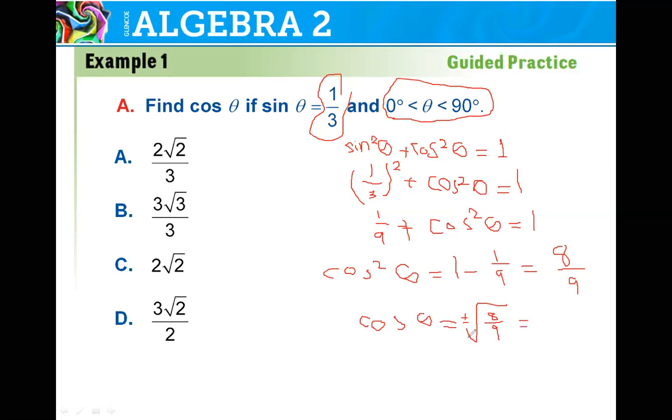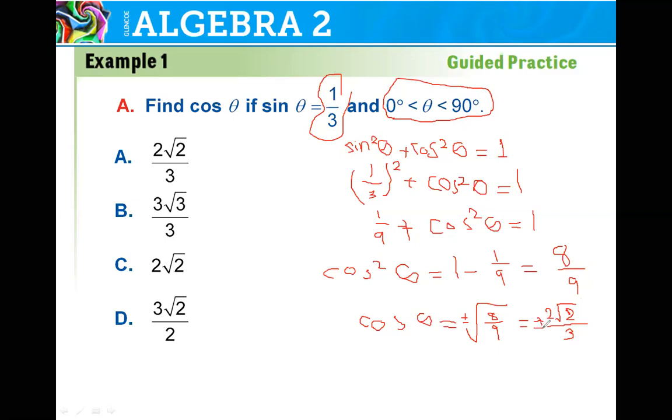If you write root 8 over 9 in your calculator, the result will be 2 root 2 over 3. Positive or negative? Okay, don't forget positive or negative.